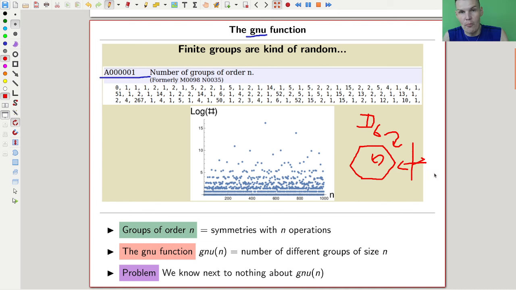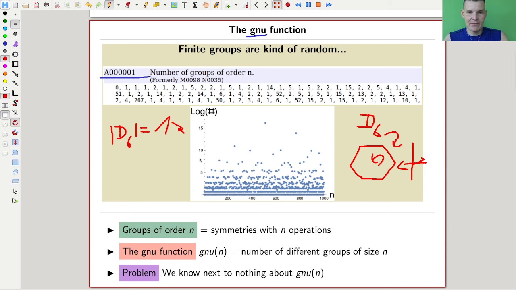And these operations together form an algebraic structure called a group, and we can just really think of them as being symmetries with n operations. So really just some finite number of operations. Like the dihedral group here has 12 elements. So the size of D6 is, for example, 12. So for the symmetry groups of regular polygons, it's always twice the number of vertices of that polygon because you have the rotations, but then you can reflect, and the reflect just gives you the times 2. Anyway, so this GNU function is really just the number of different groups of size n.